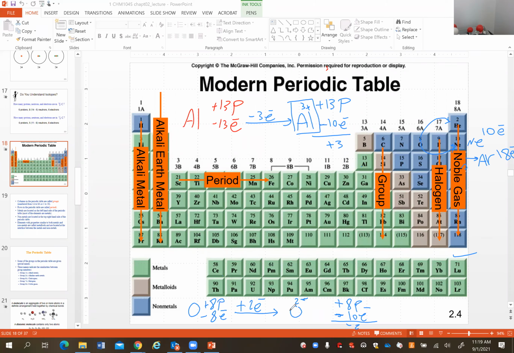So going back, because we already talked about this, I just wanted to make sure that you take a step back and find out why we have aluminum with a 3+ charge, the most stable one, or oxygen with the 2 minus charge.